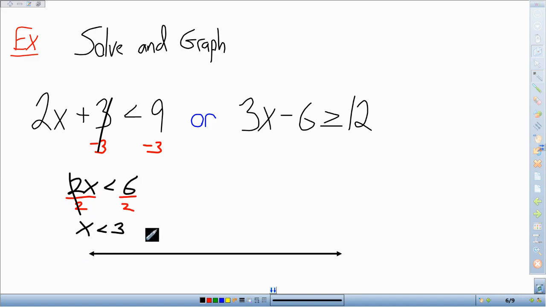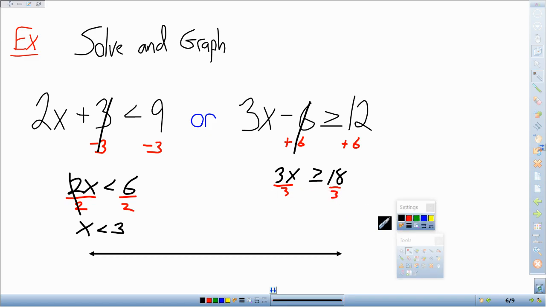Okay, so there is one of our inequalities over here. It looks like we need to add 6 to both sides. Got a 3x is greater than or equal to 18. And dividing both sides by a +3. Again, no reason to flip the sign when we divide by a positive. X is greater than or equal to 6.